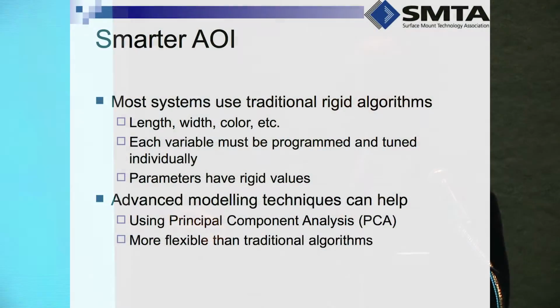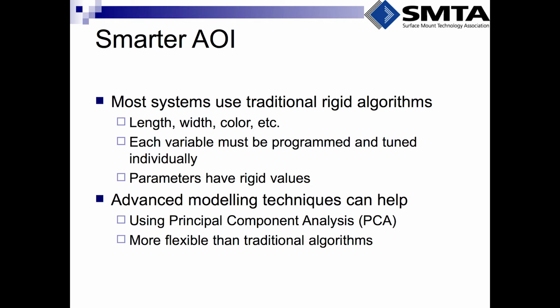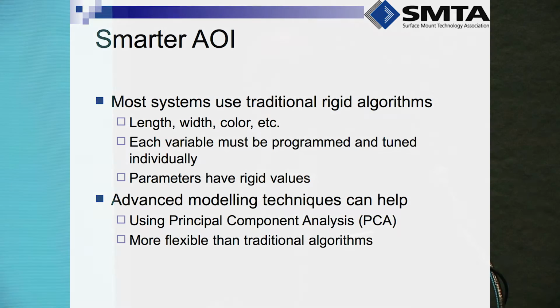Well, most AOI systems use traditional rigid algorithms: length, width, color, shape, size, end cap, etc. Each variable must be programmed and tuned. For example, you're looking at a 1208 capacitor. It's a 1.2 millimeter nominal, so you program your algorithm from 1.1 to 1.3 millimeters. Very rigid. You can't go outside those. So now you've got your certain length, and everything has to fall within that.